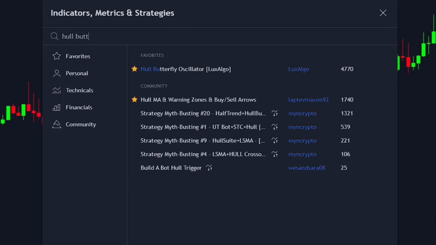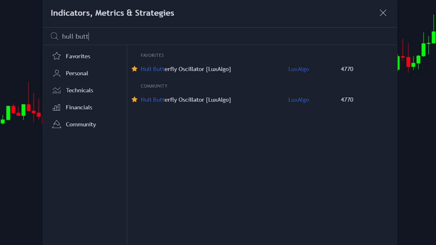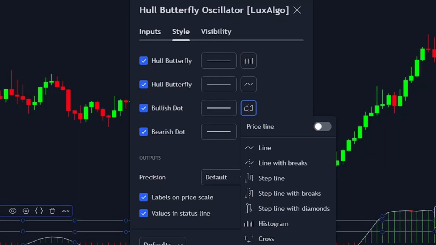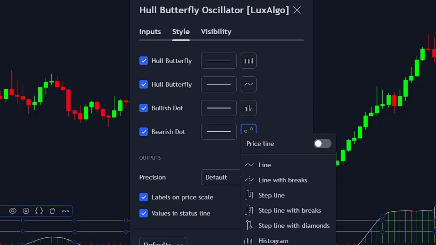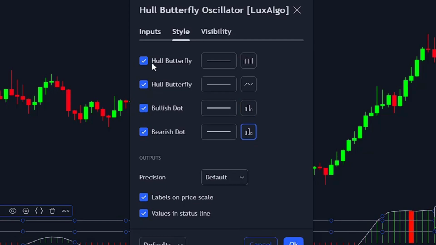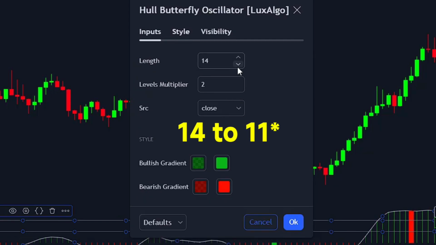Search for the Hull Butterfly Oscillator in the TradingView search box. Click on the Hull Butterfly Oscillator by Let's Sol Go and change the bullish and bearish dot options to columns instead of dots. Also replace the length from 11 to 14.